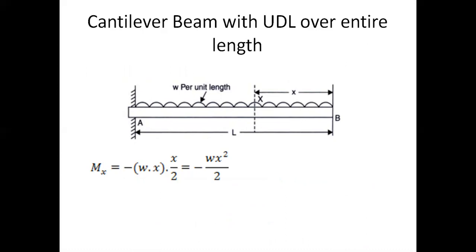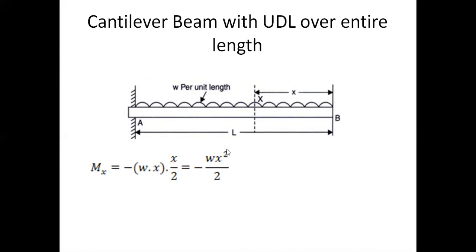We know that Mx equal to minus 0. Now let us try to find out the bending moment at various points: at B, at the midpoint, and at the section A. Whenever we are calculating bending moment at B, what is the x value? That is the distance from the free end. B is nothing but a free end. Therefore, the x value at B is 0.